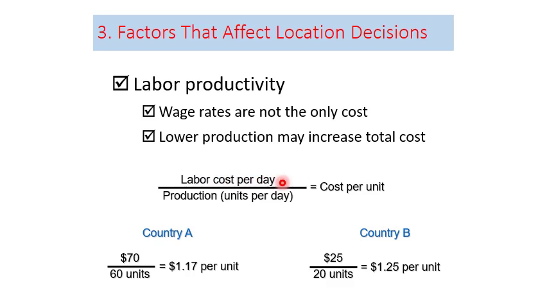Labor cost per day divided by production or output of that employee gives the cost per unit. This cost per unit should be lower. So when we compare these two countries, the cost per unit of country A is 1.17 and country B is 1.25. So, based on labor productivity, we have to select country A because it has a lower cost per unit of production than that of country B.